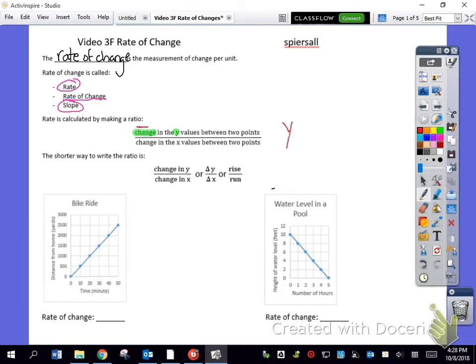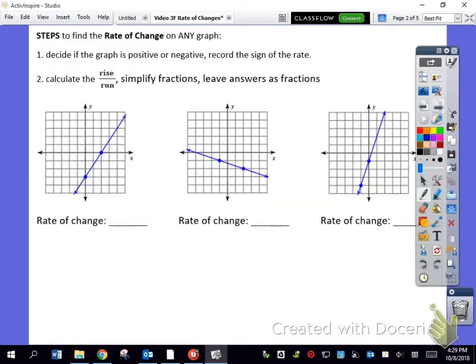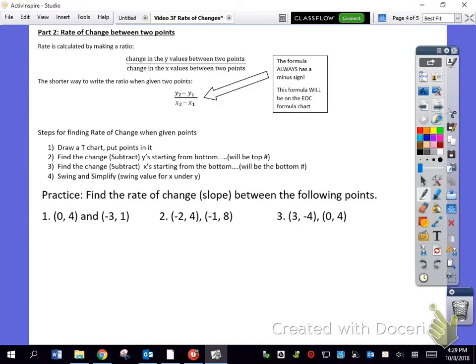So I'm going to subtract my y values, and then I'm going to find the change in x. So I'm going to subtract my x values, and then I'm going to simplify. I'm going to show you how to do that. If you'll please turn to the back, you see some problems like this. We're going to start on the back and work our way up to the front. We found that that works better when we did this last year.